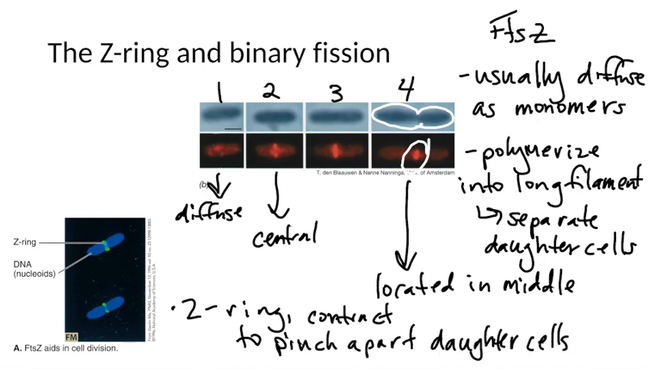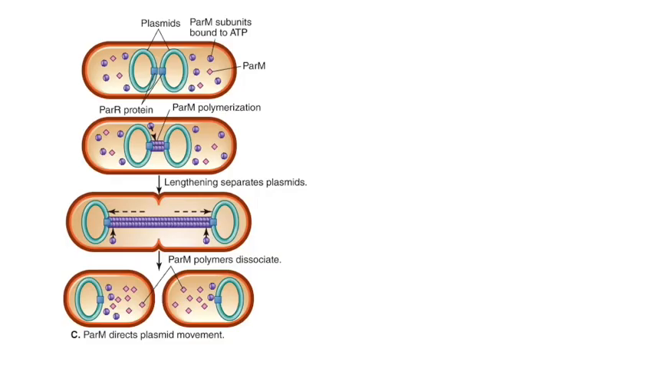So imagine what a cell would look like if it tried to divide and was deficient in FtsZ. Say FtsZ couldn't polymerize or it couldn't carry out this pinching motion. What do you think the cell would look like after it had completed all of the other steps of binary fission? Next up in our important proteins for cell division is ParM.